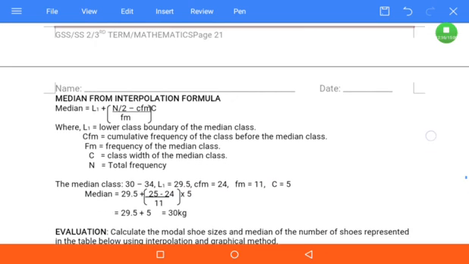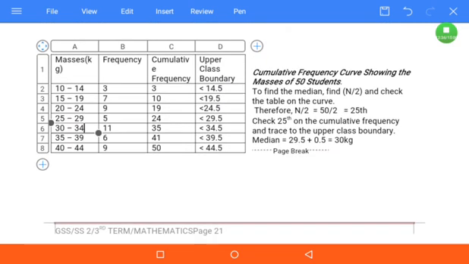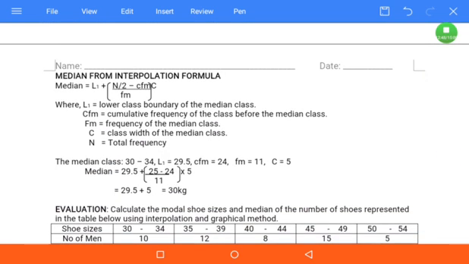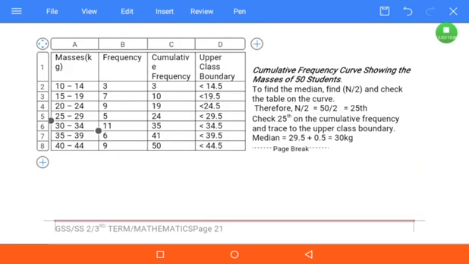Now CFM, the cumulative frequency, don't forget. You need to do cumulative frequency whenever you are calculating median using the interpolation method. So it is the cumulative frequency before the median class, not of the median class. Now look at the cumulative frequency here. The one before the median class is what? 24, not 35. 35 is the cumulative frequency for the median class, but 24 is the one before the median class. So we have 24 as CFM. Now to find FM, the frequency of the median class itself, you look at the frequency of the median class, and that's 11. Can you see that? The frequency of the median class is 11.